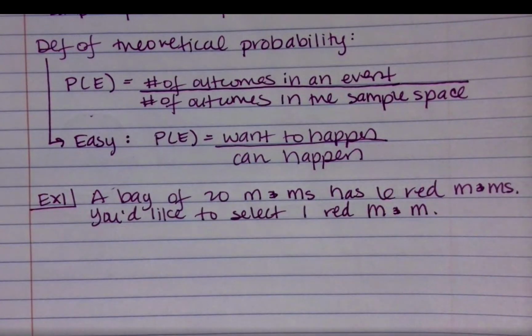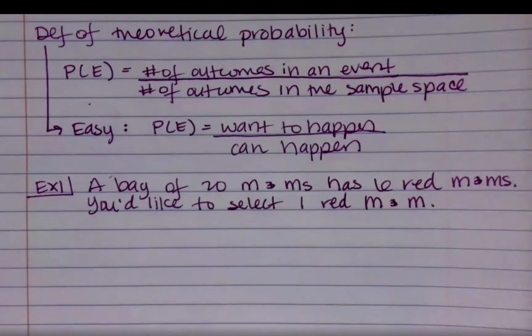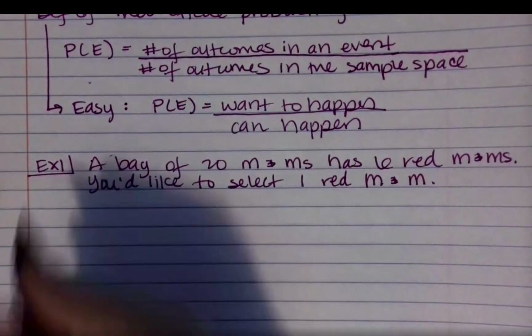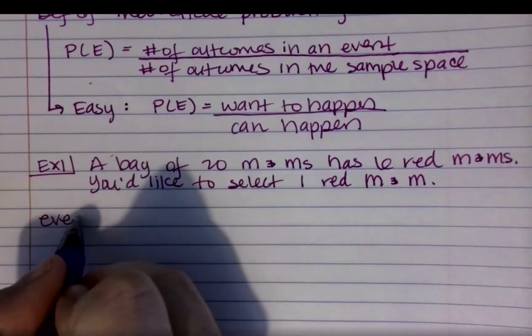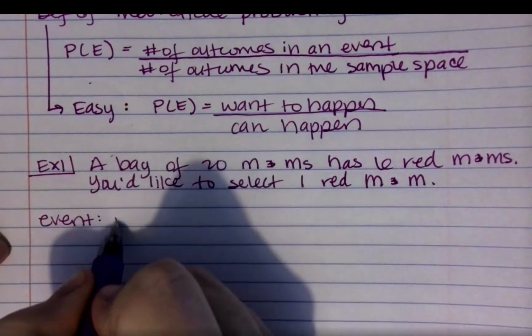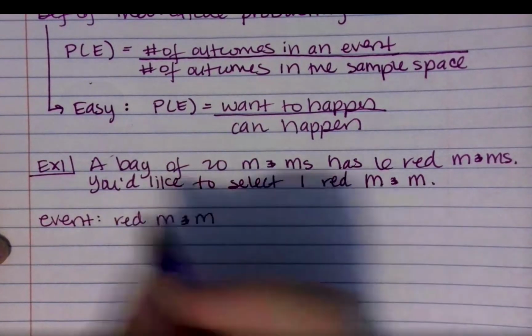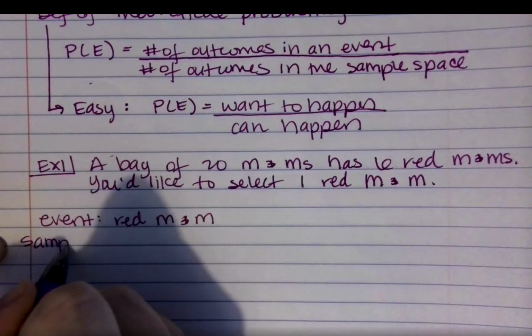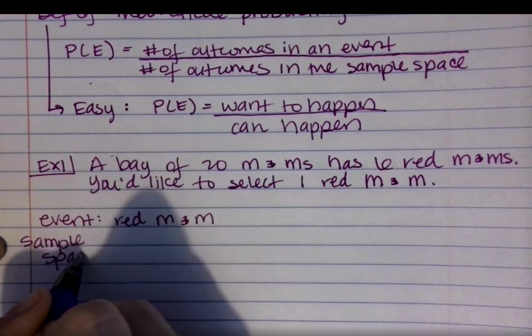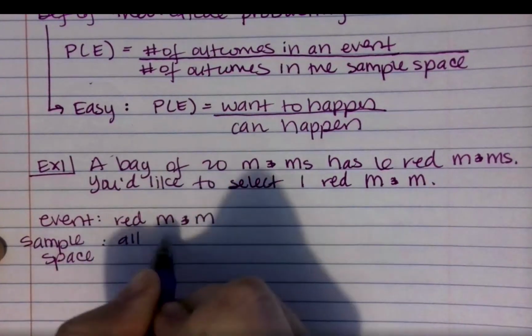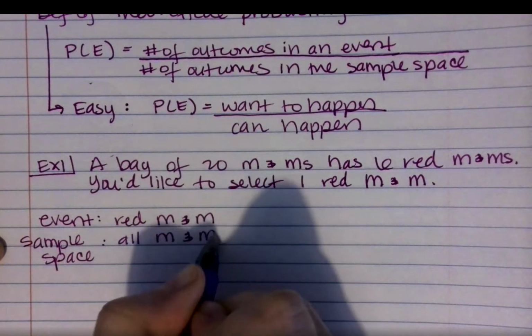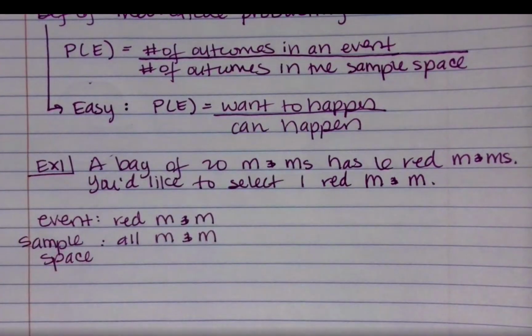Okay, so let's go back to some of these definitions up here. You don't have to do this for every problem, but I just want us to see that the event we're looking for is the red M&M, and the sample space that we have is all of the M&Ms. So again, you don't have to do this on your homework, but that's the event that we want to find, a red M&M. This is the sample space of all of the M&Ms in the bag.